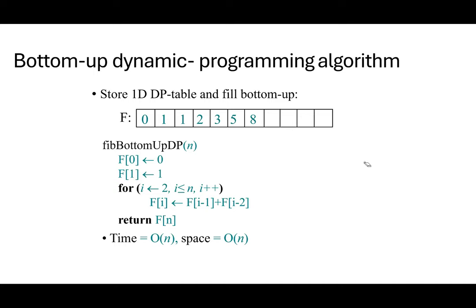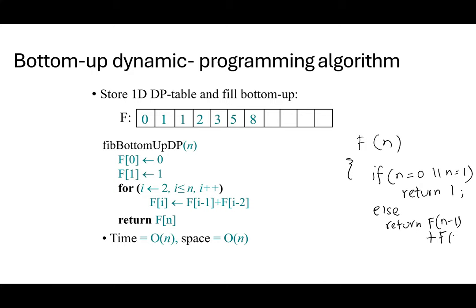Let's solve this Fibonacci problem. The Fibonacci problem was like this, F(n). If n equals 0 or n equals 1, return 1, right? We say the 0th Fibonacci and the 1st Fibonacci is 1. Else, return F(n minus 1) plus F(n minus 2). This was a recursive solution, right? The super inefficient solution.